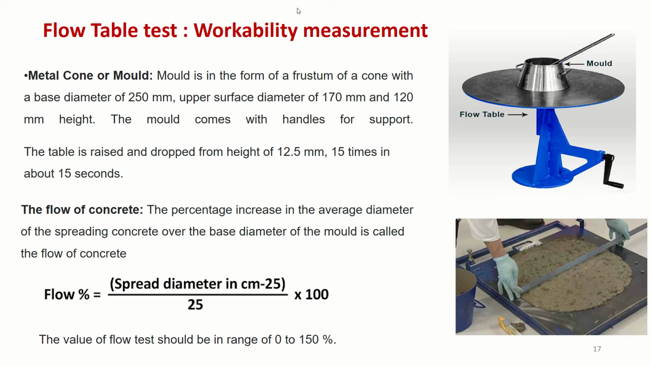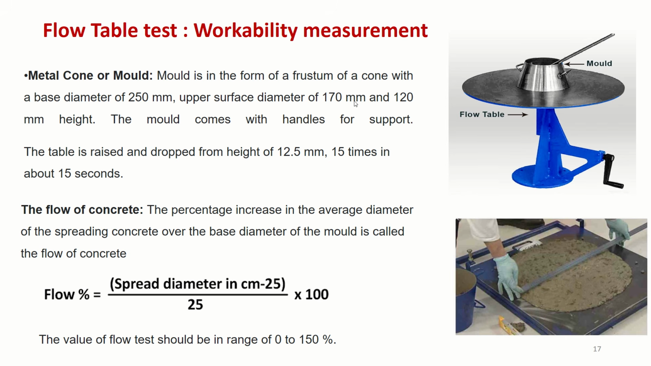The next test conducted to test the workability is the flow table test. In this case, we are filling the cone. The size of the cone is 12 centimeter height, 170 at the top, and 250 diameter at the bottom. That is filled with the concrete, and then by removing the cone, 15 jolts are given.